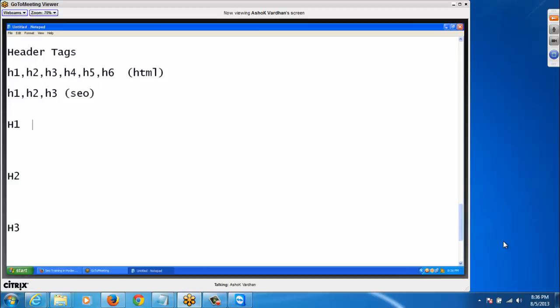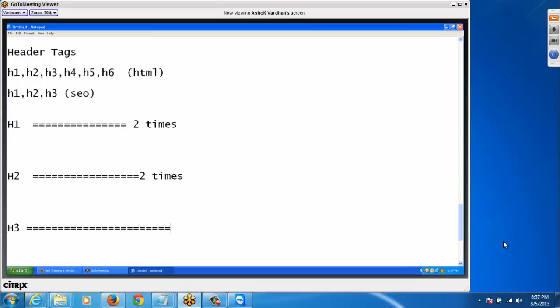Follow this rule. But in content, suppose if you want to use the H1 tag 2 times, H2 tag 2 times, H3 tag 2 times, whenever you use the H1 tag, that should be the primary keyword only. If you want to write an H1 tag, you must write only the primary keyword. Don't write the H2 tag as a primary keyword, or H3 as primary keyword. H1 is only the primary keyword. H2 is the secondary keyword. Like this.